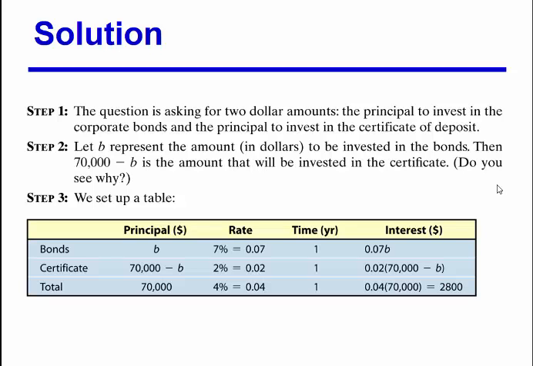So the bonds is the rate of 7%. The time is for 1 year. So the interest for the bonds is 0.07 B. The certificate is 70,000 minus B. So it's 2%, 0.02. So it's 0.02 times 70,000 minus B.